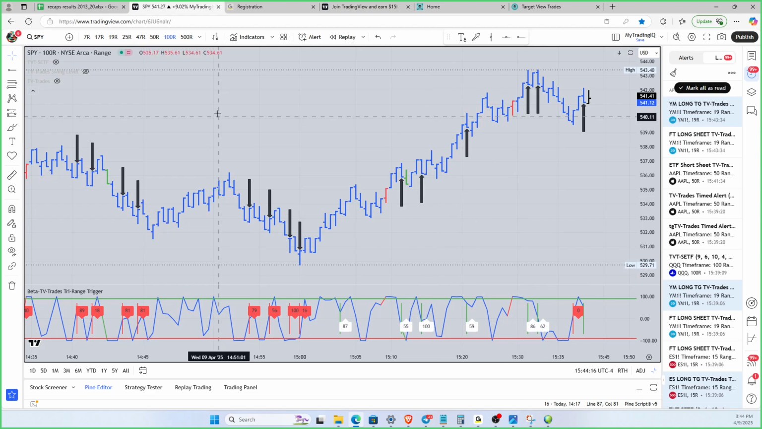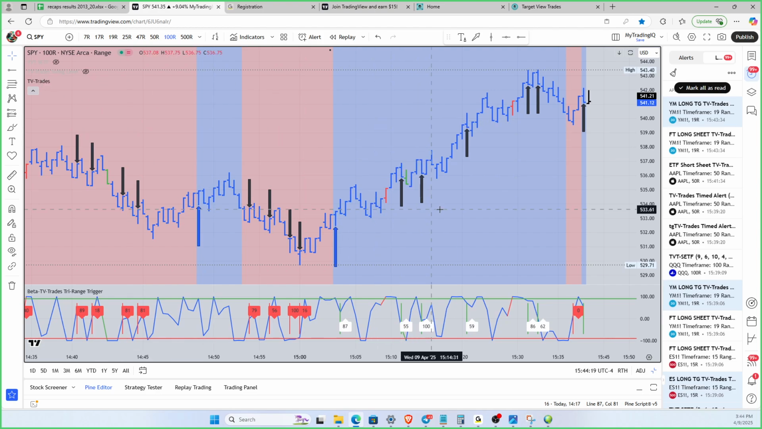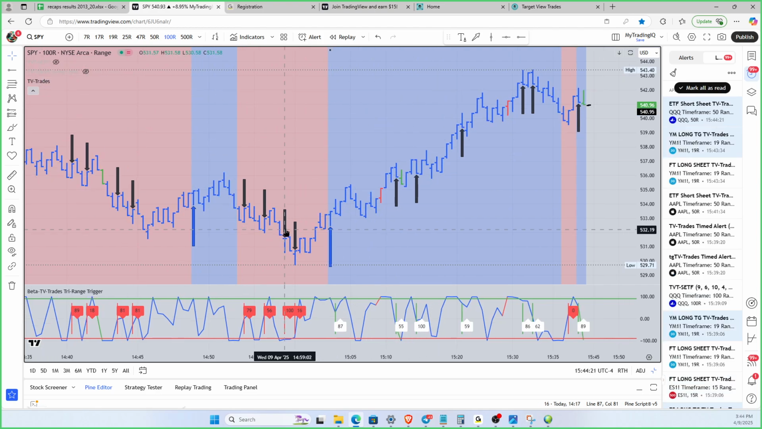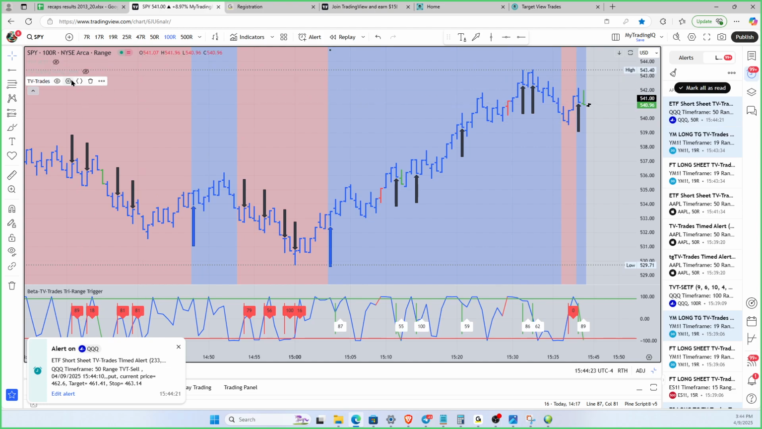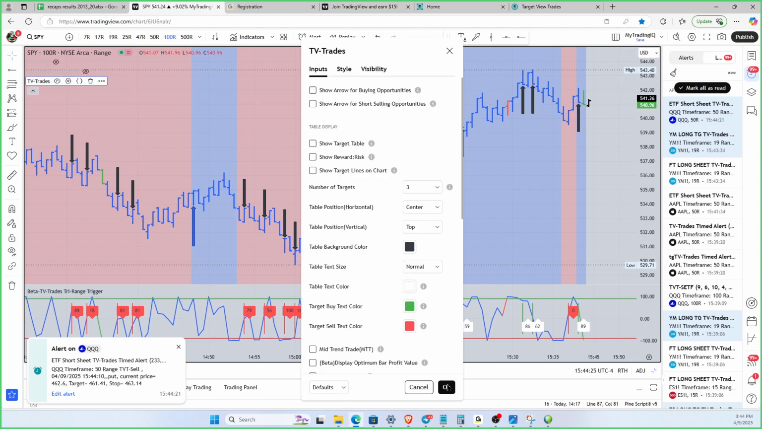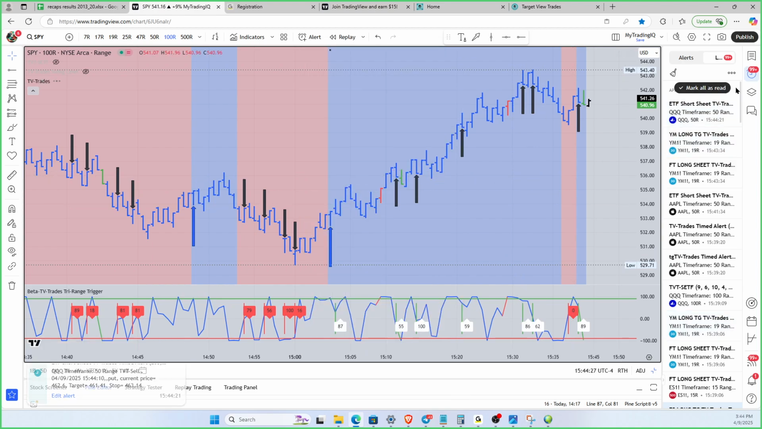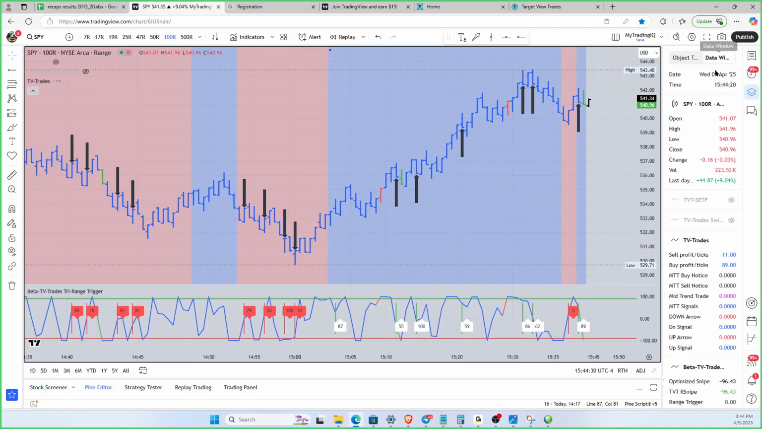Now, there is one other thing that I added as part of TV trades in here. When you put the TV trades on, by default, it's going to have this one blue arrow. You can shut that off right here if you just want to have the background color. But the other thing that I added in the TV trades, in case you guys didn't know, is this right here, the sell profit ticks and the buy profit ticks.